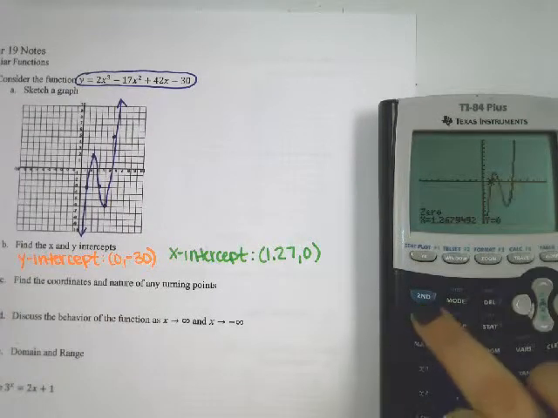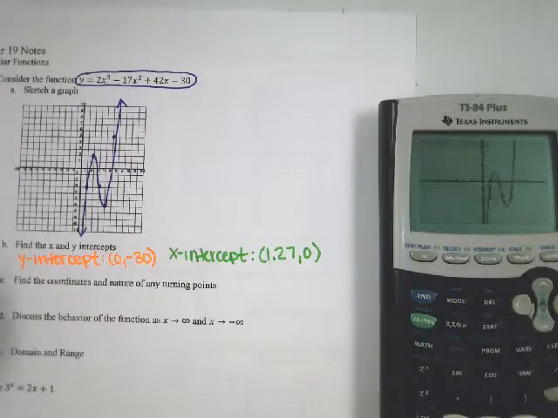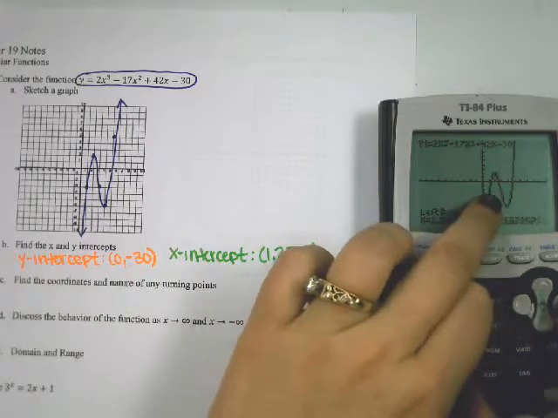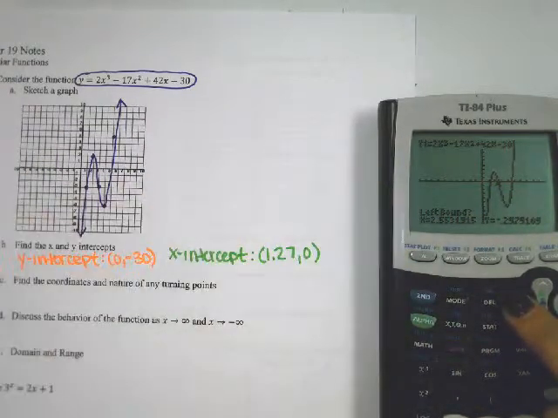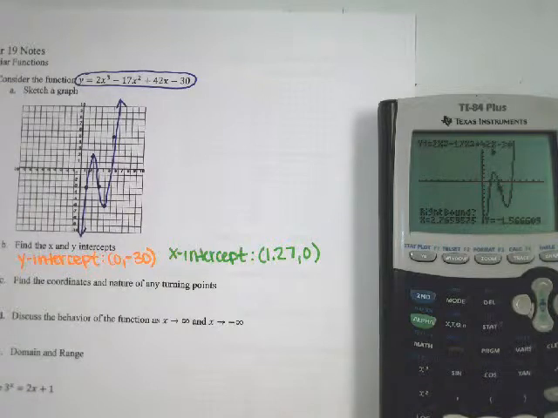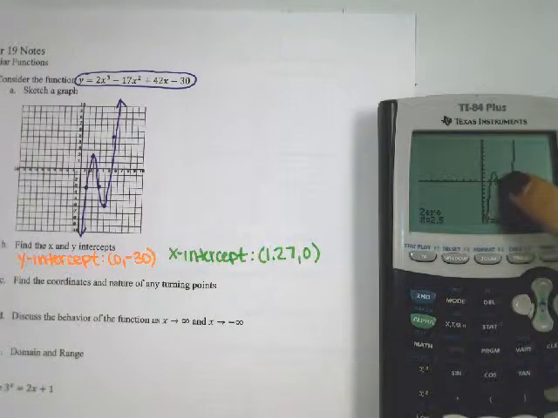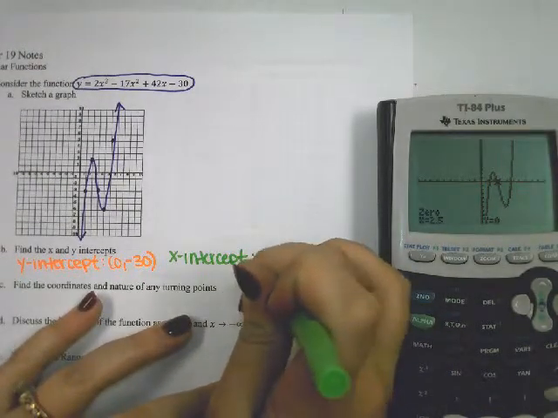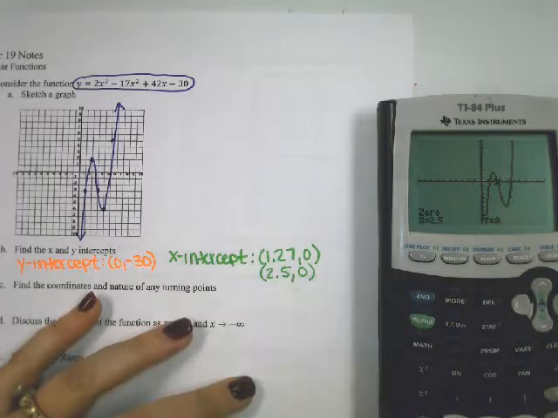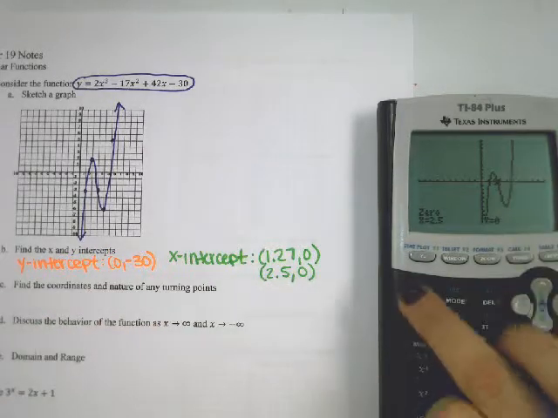I'm going to do the same thing for the next one. Second calculate, 0. I like to put my dot right on top of what I'm trying to find, or as close to it as I can. I want it to go to the left, so I press left once or twice. Enter. I go to the right of the point I'm trying to find. Enter, enter. And the dot goes right to the point it's showing you, and it is right on that x-axis. Shows me 2.5, 0.